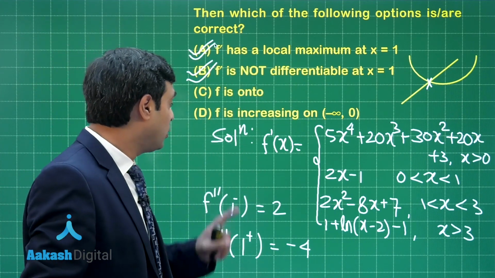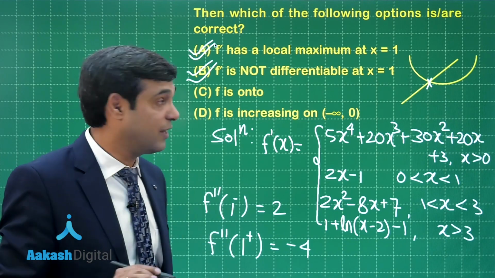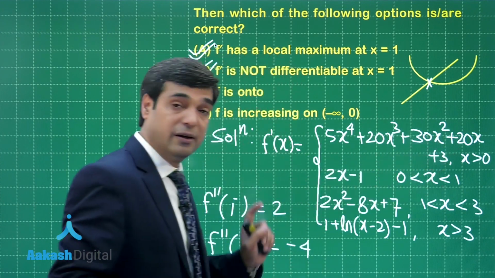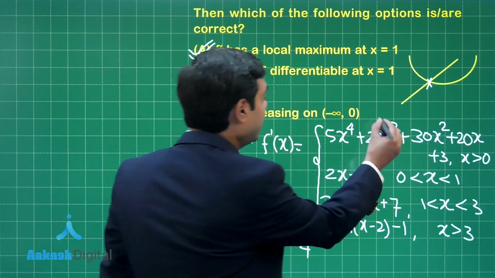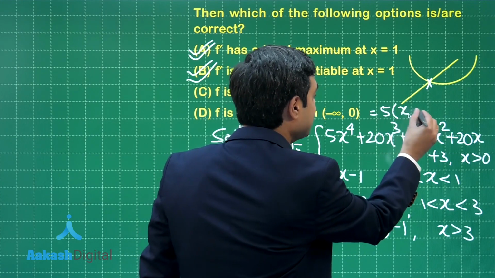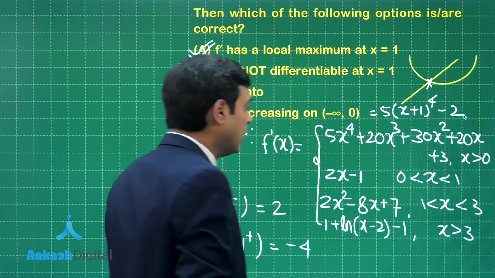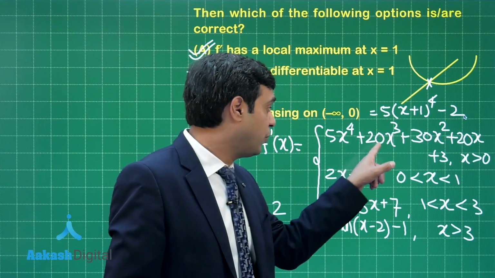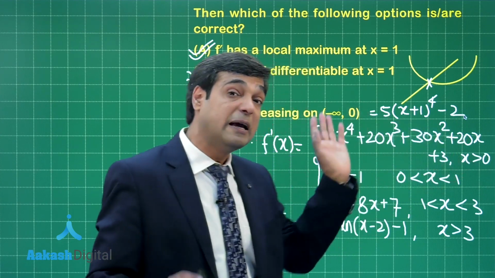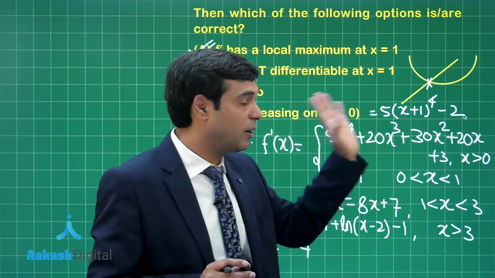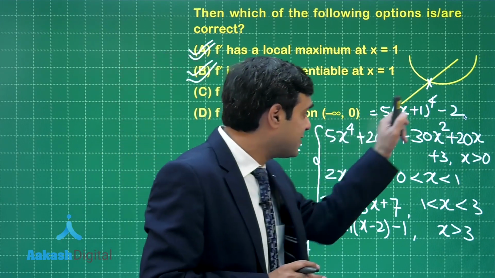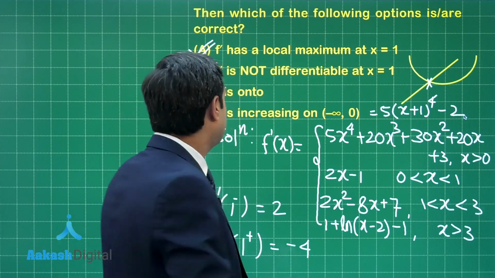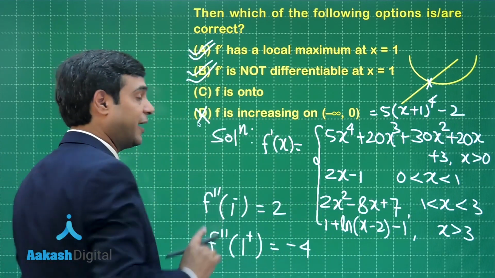Next, f is onto, and last is talking about f is increasing. When you talk about minus infinity to 0, this is the derivative function, right? You can rewrite this derivative function as 5 times (x plus 1)^4 minus 2, because you take 5 common from these many terms, you will be obtaining x^4 plus 4x^3 plus 6x^2 plus 4x plus 1 minus 1, so that you can make a perfect square. So here you see that this is 0 for two values of x, meaning the function is not monotonous. So f is increasing is not the correct option.